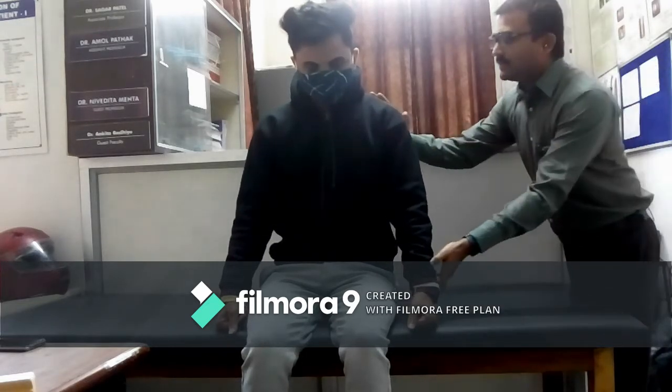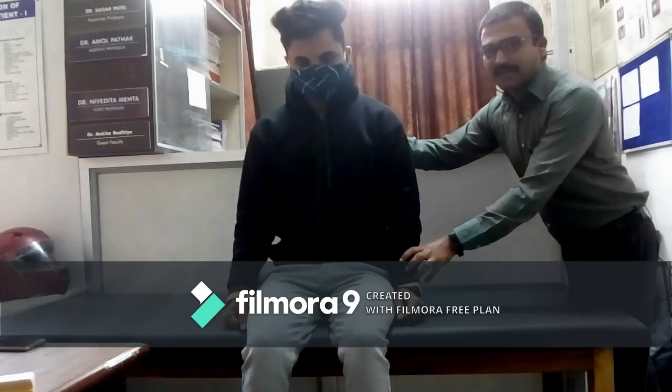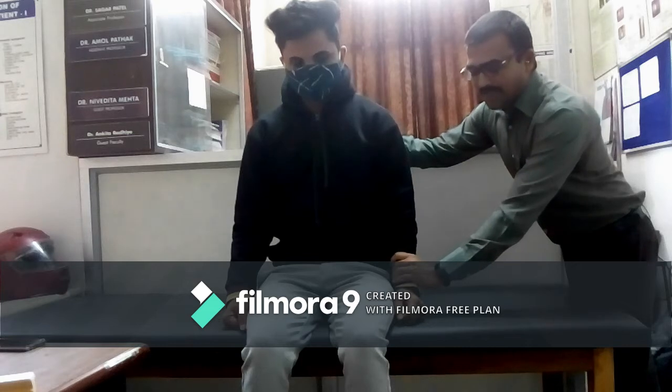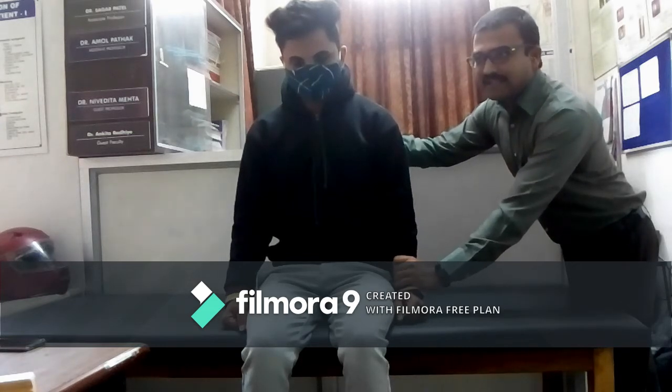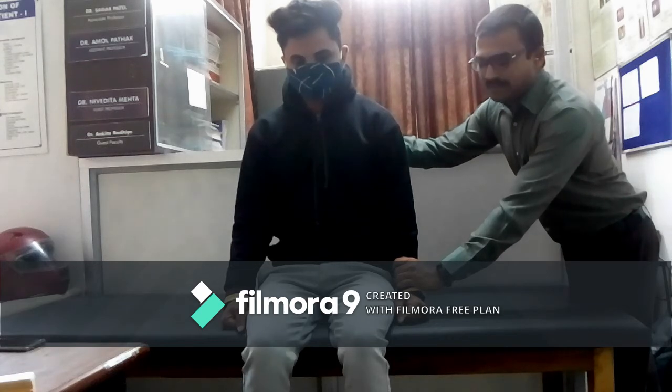Okay, what you have to do for supraspinatus? You have to keep your one hand on the supraspinatus muscle, apply the resistance on the hand, and then ask the patient to abduct the arm. Okay, move it away.